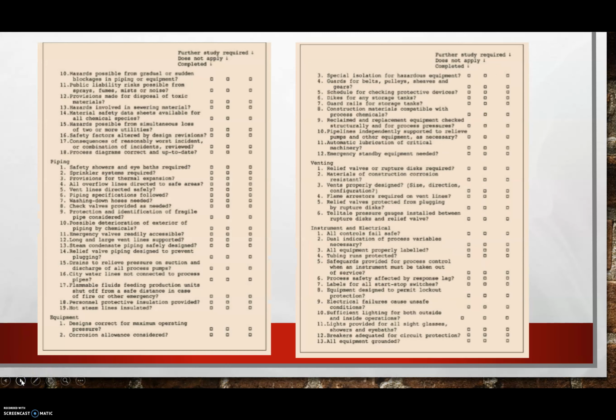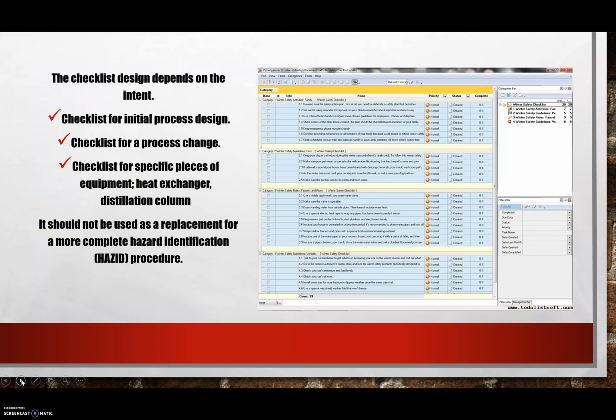Okay, this is another one. Right now there is also software for your checklist. So you can develop a new checklist for each of your equipment. So this is an example of a checklist that has been developed for a chemical plant.